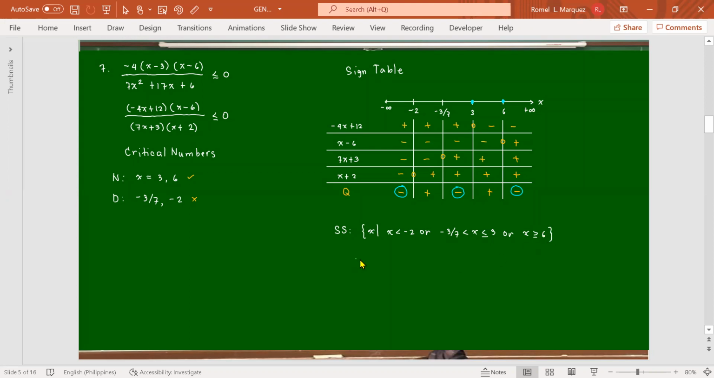In interval notation, we now have negative infinity to negative 2, so it means parentheses, union with. Again, union. What else? Negative 3 over 7, and then up to 3 included, right? Union with bracket again. Bracket 6 to positive infinity. Very clear, guys?